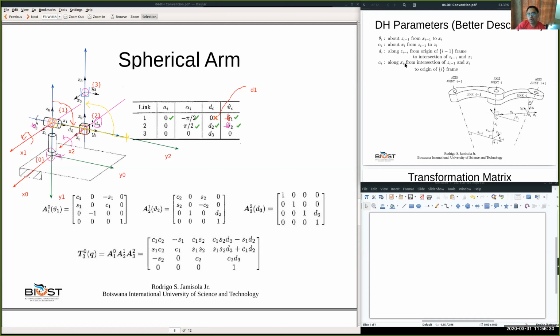Along X2. So where is X2? This is X2, from the intersection of Z1 and X2. Let me just draw it. Okay, this is the one. The intersection of Z1 and X2, that's the intersection, and the origin of frame 2. Where's the origin of frame 2? This is exactly the same, no matter which axis, that will always be 0.